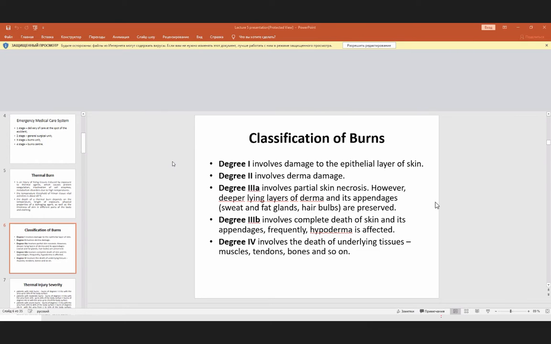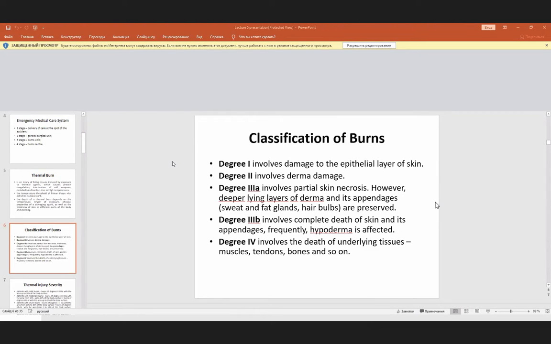Suppurative inflammation and demarcation lasts 2 or 3 weeks, then the wound cleans from necrotic tissue, and by the end of 4 or 5 weeks, granulation suitable for autodermoplasty fills the wound.